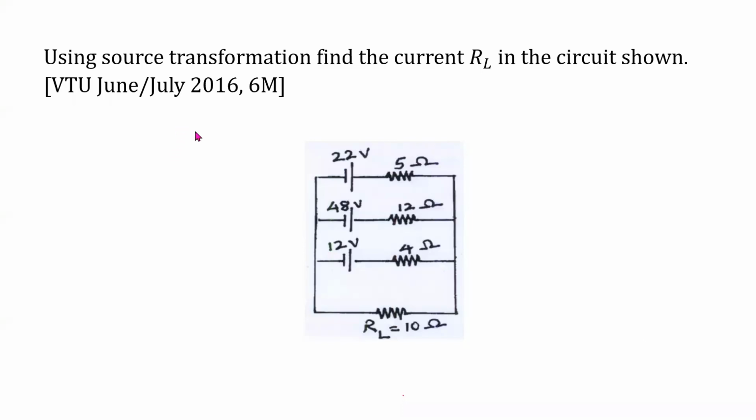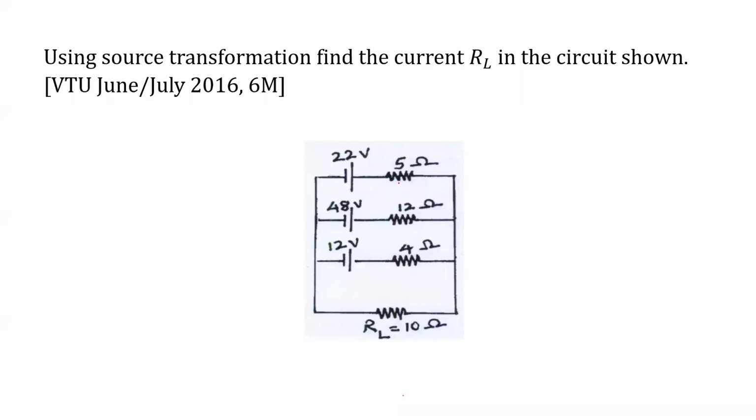So it was asked in June, July 2016 for 6 months. Hopefully, you can solve this. Using source transformation, find the current through RL in the circuit shown. RL is here. I will give you the hints. In the notes, the space is provided. Take a print of it and solve it on your own.